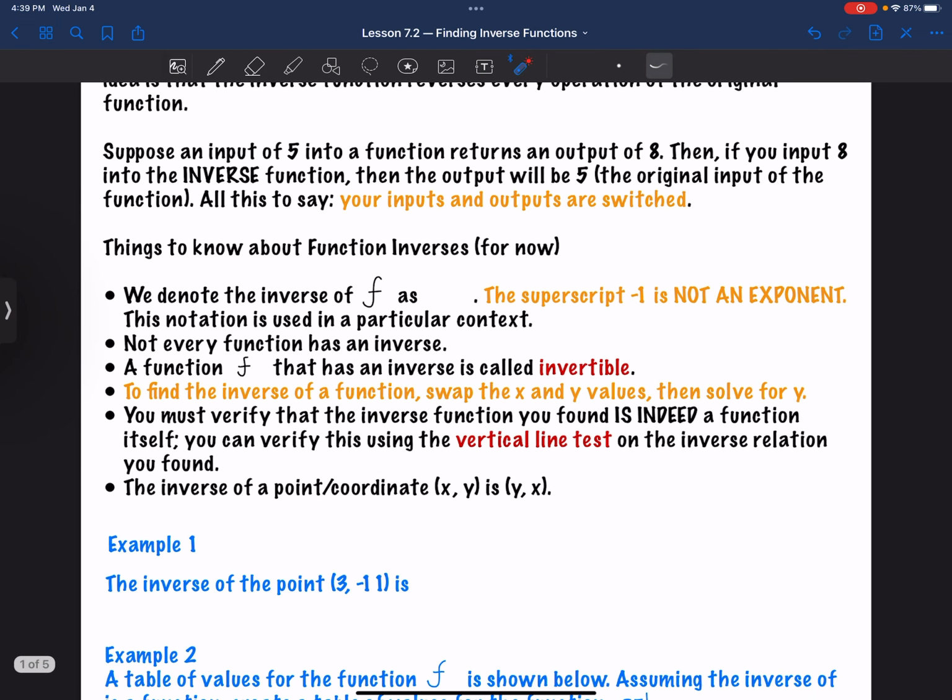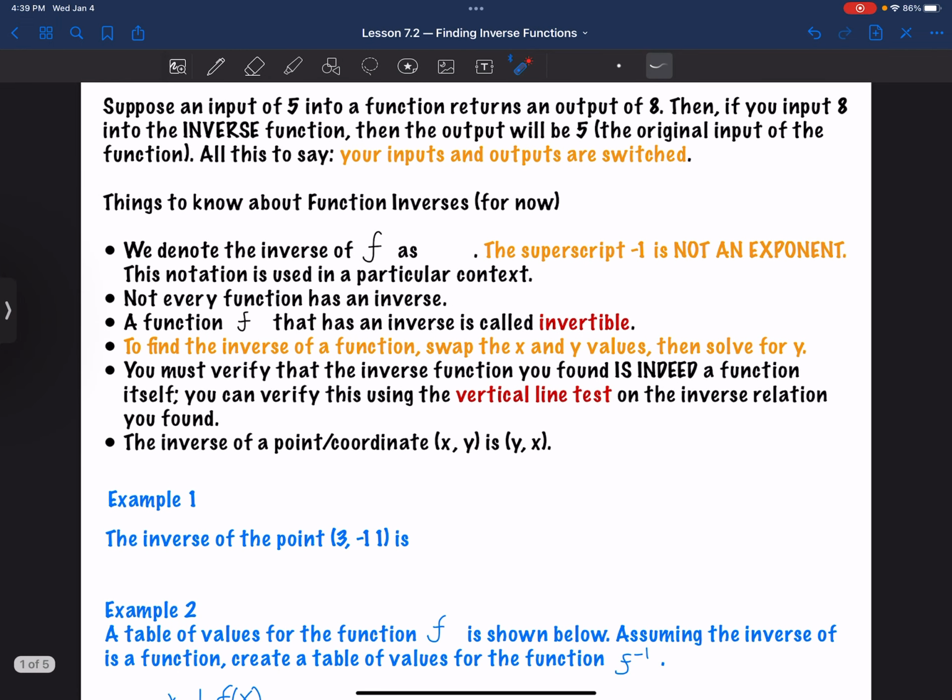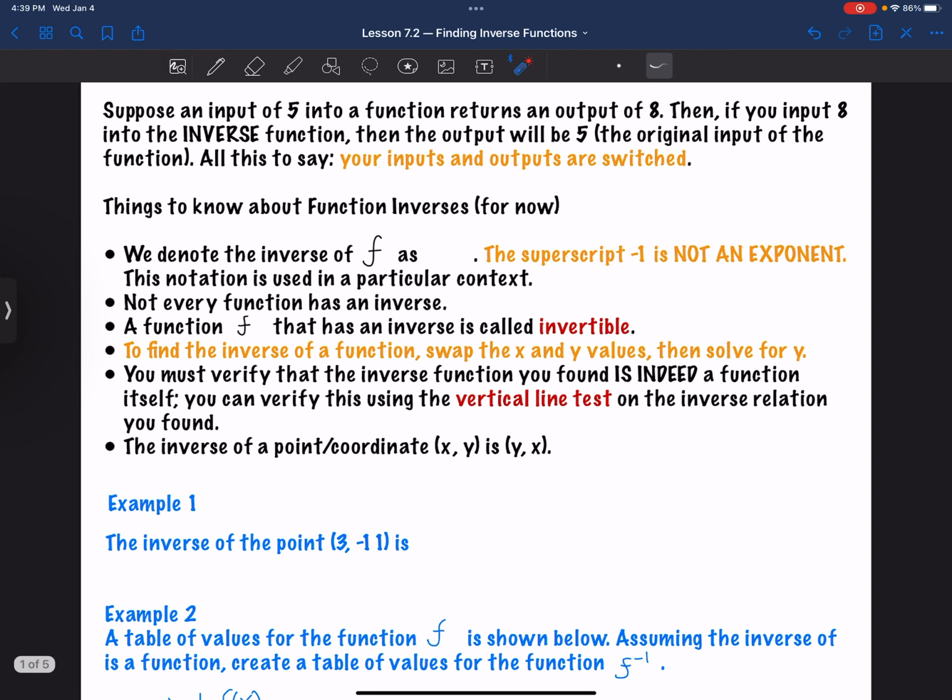Okay, so I'm just going to read what's written here a little bit, so you can either pause the video and read this or listen to my lovely words.